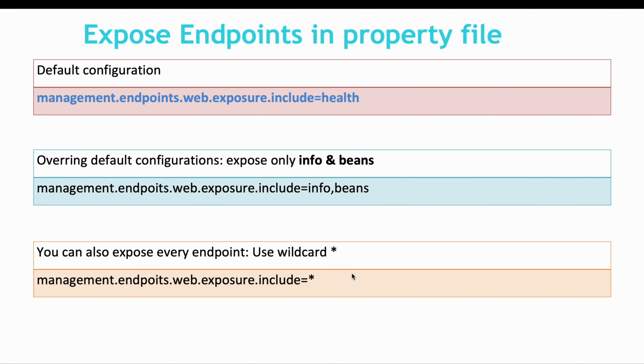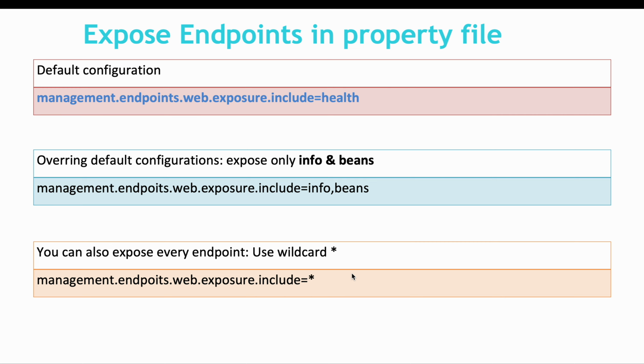So the default configuration is that the health endpoint is exposed by default, as we have mentioned, and we will see that in the demo. But now you might want to override this default configuration. Let's say you only want to expose info and beans. That's your use case. So how can you achieve that?